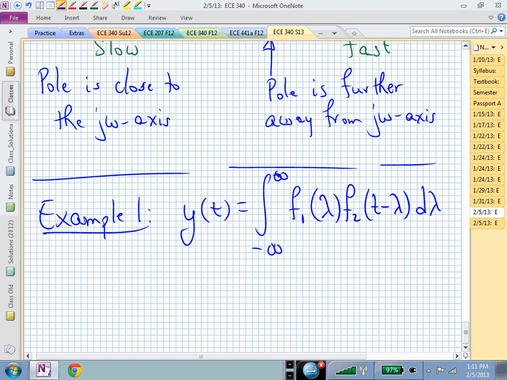But for an intuitive sense, f sub 1 might be an impulse response of a system, and f sub 2 might be the input. Then y is indeed the output of that input being applied to the circuit that has an impulse response f sub 1.